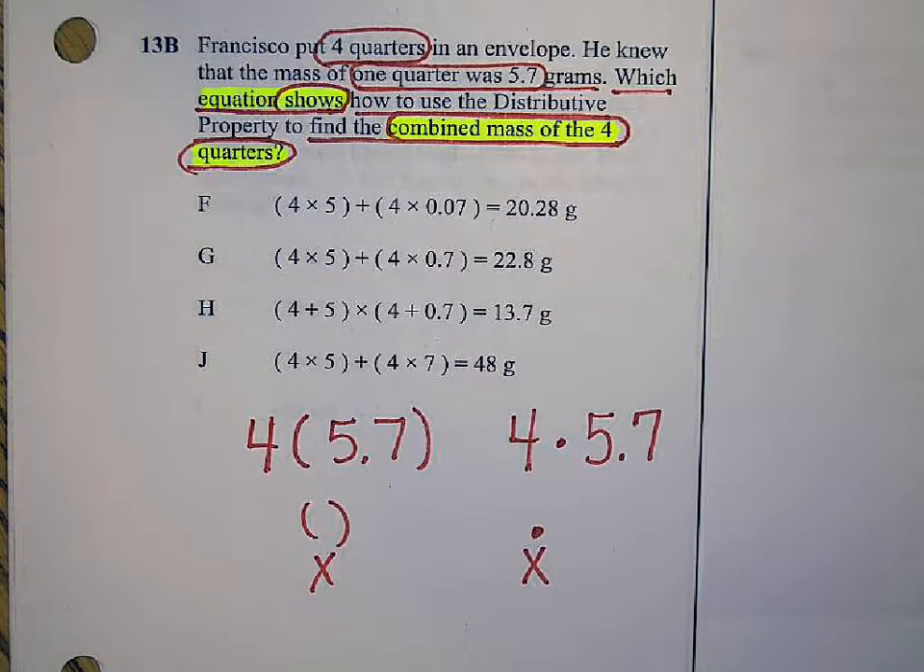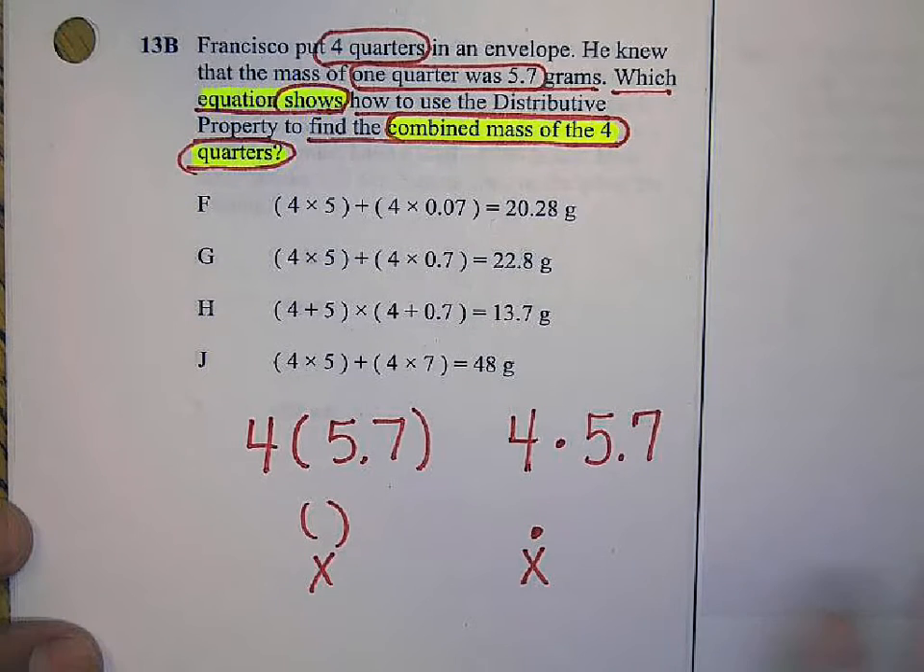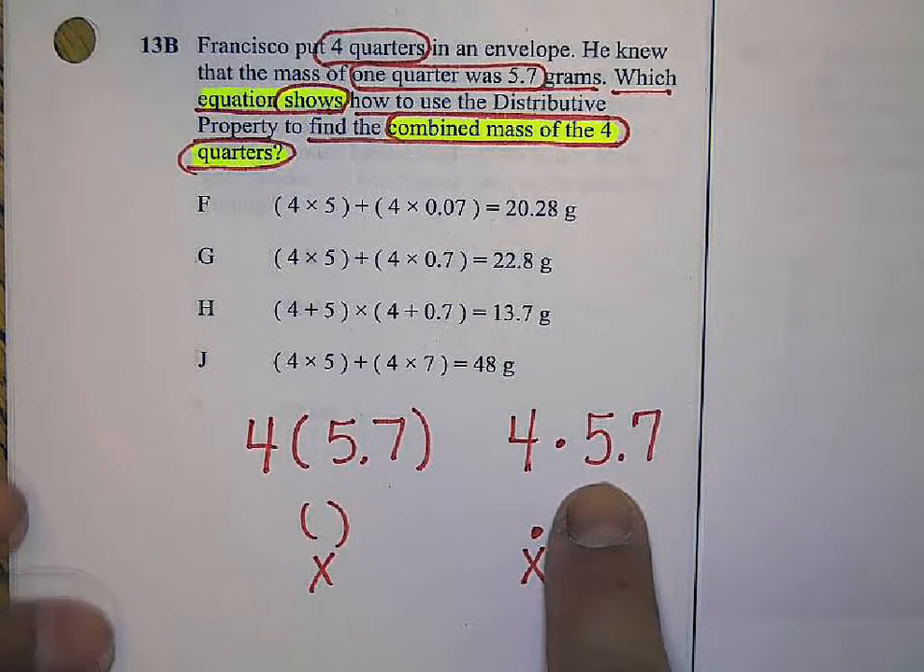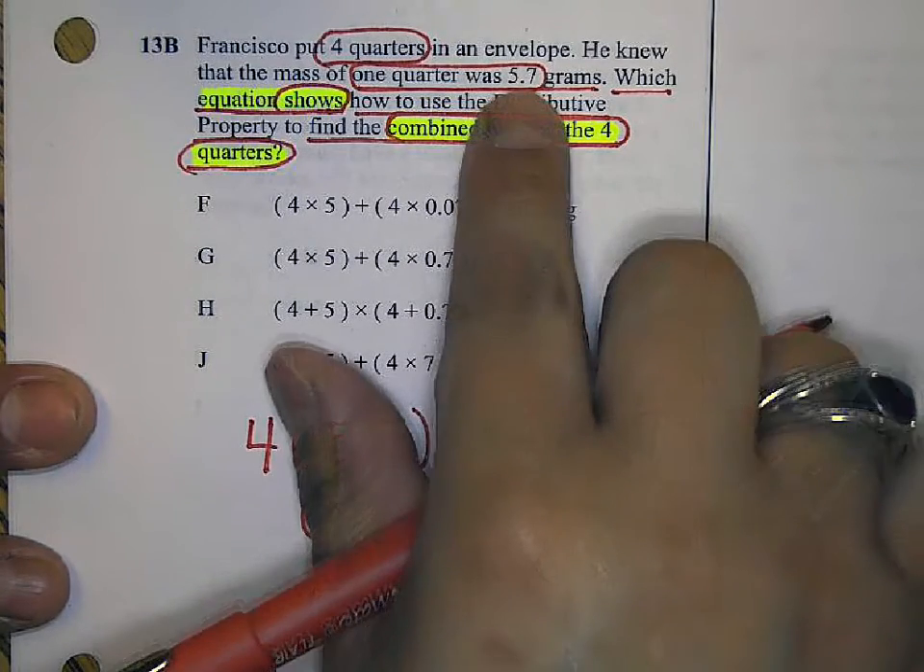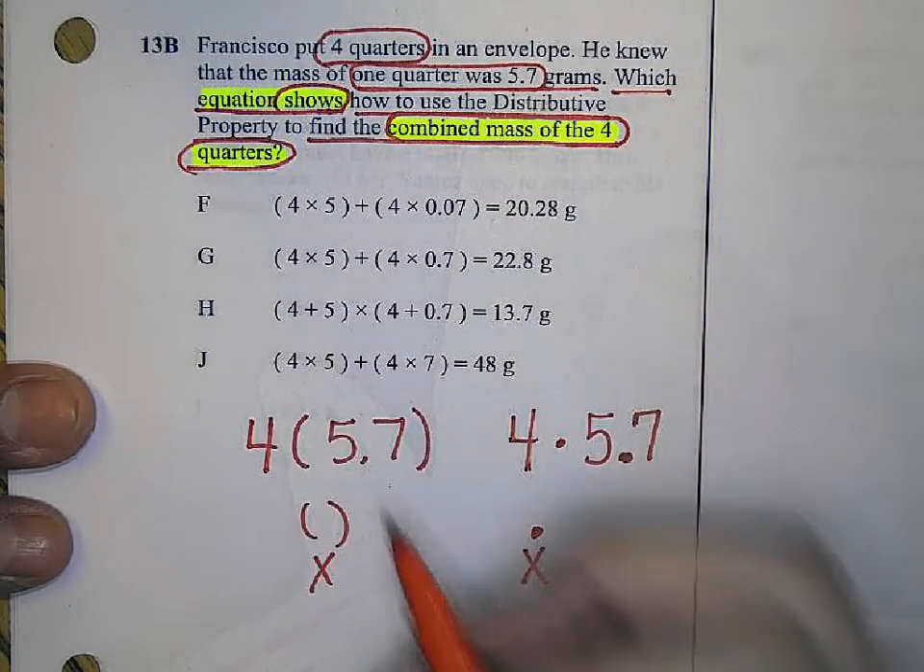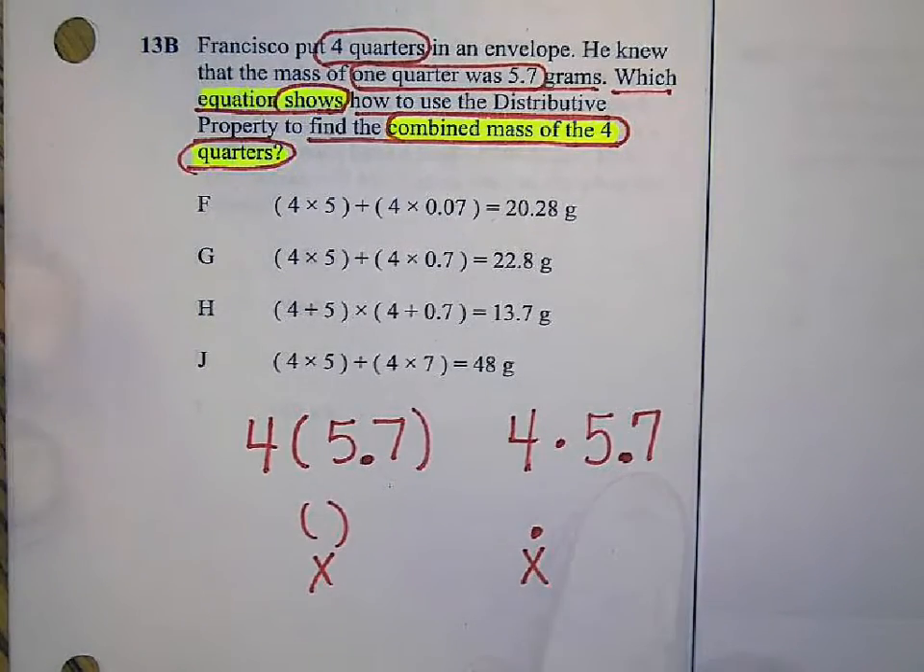Marla, this is a decimal point, Marla. Each one weighs 5.7 grams. Nope. That's a decimal. 5 and 7/10 of a gram. 5 and 7/10 of a gram. Okay.